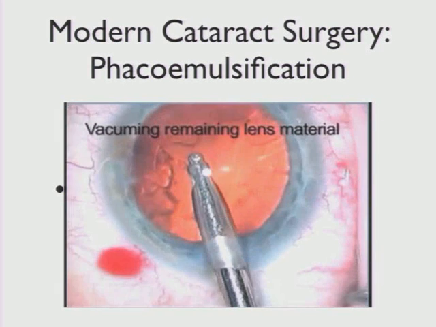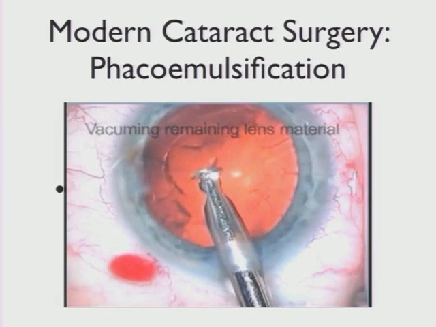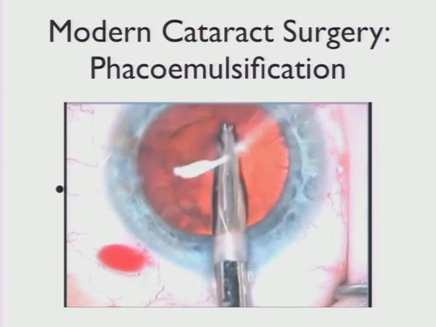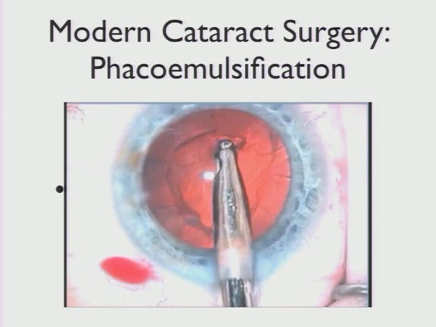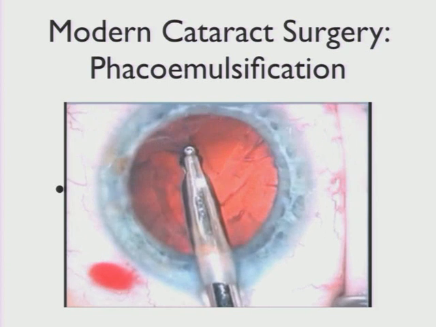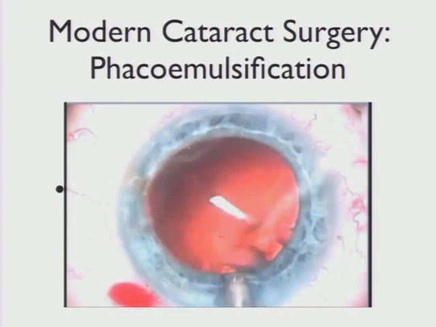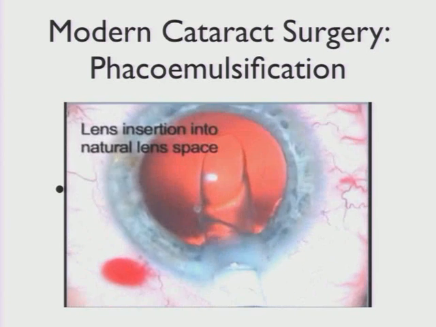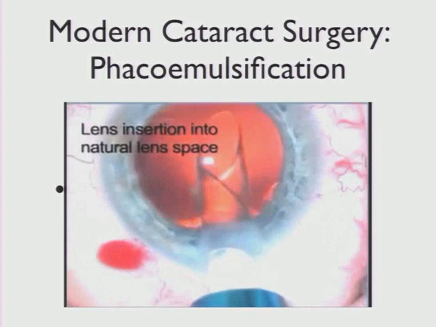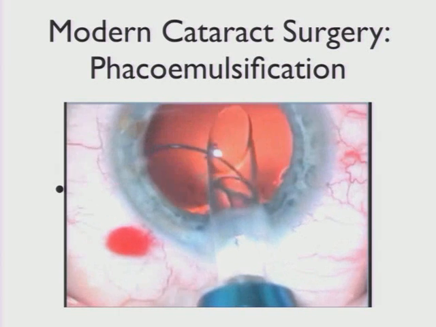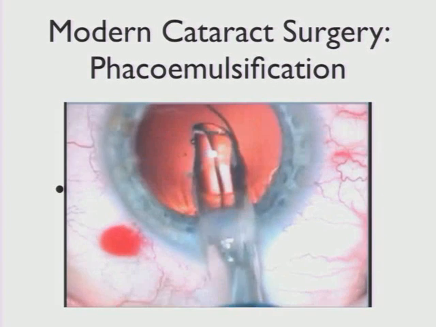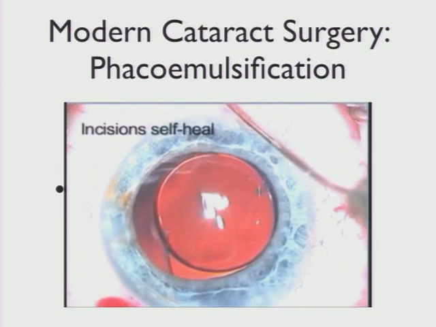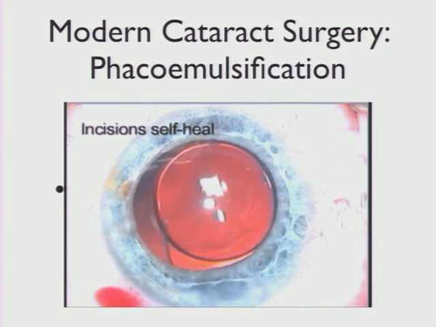Here's the capsular bag that I spoke about. Some remaining lens material is vacuumed away, and the capsular bag is left empty for the artificial lens to be placed. The capsular bag is supported within the eye by a series of what's called zonules, or support struts. Those can't be seen in this video. Here is the artificial lens going into the space where the cataract had been vacated. The lens fits right into that place. The incisions that were made self-seal.